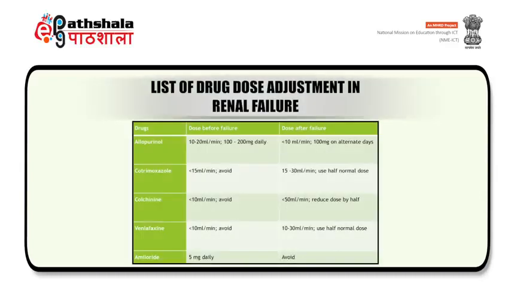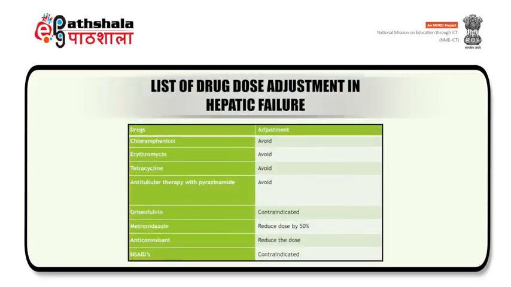Now, in the last slides, a list of drugs is given whose doses are adjusted in renal and hepatic failure. So, in renal failure, we can see that the doses of allopurinol, cotrimoxazole, colchicine, venlafaxine and amiloride are adjusted. The values before and after renal failure are given in this table. Similarly, the list of drugs whose doses are adjusted in hepatic failure is provided in the current slide. These drugs include chloramphenicol, erythromycin, tetracycline, griseofulvin, metronidazole, anticonvulsants, etc.